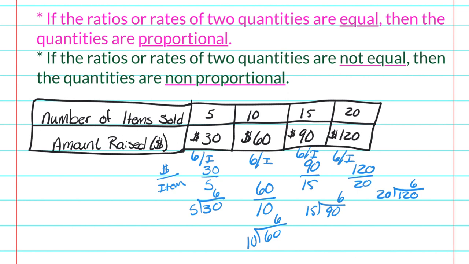So if we were trying to figure out, is this table proportional or not? The answer is yes, it is proportional. And it is at a unit rate of $6 an item.